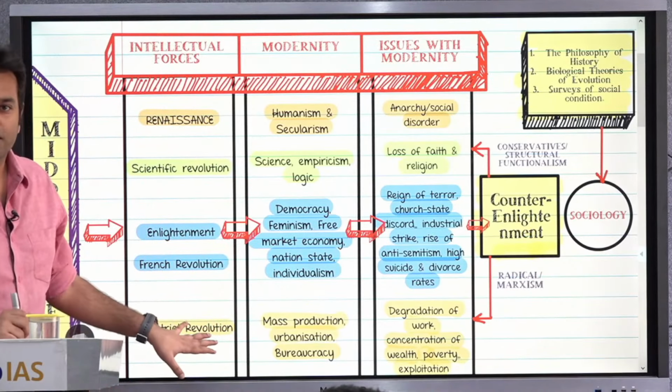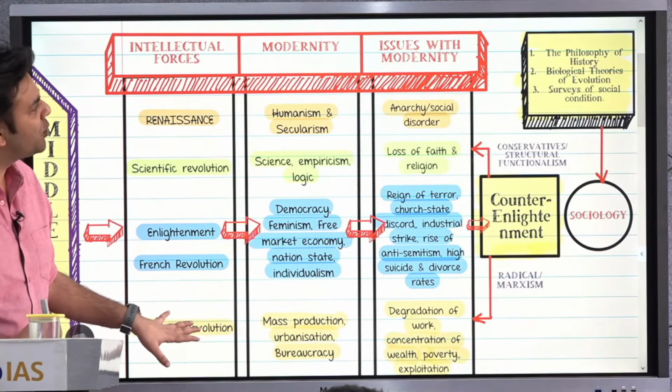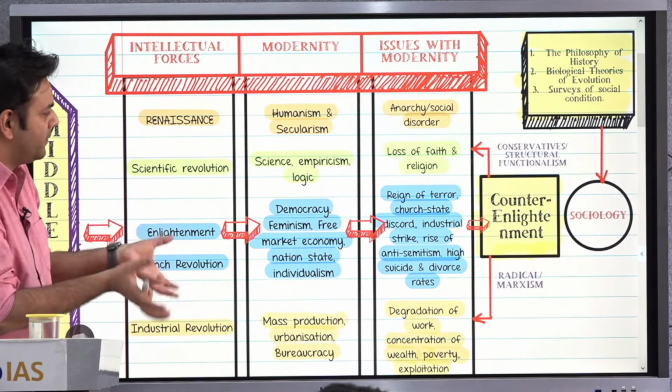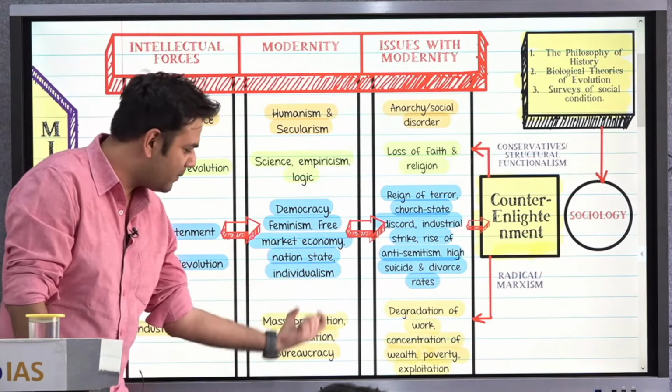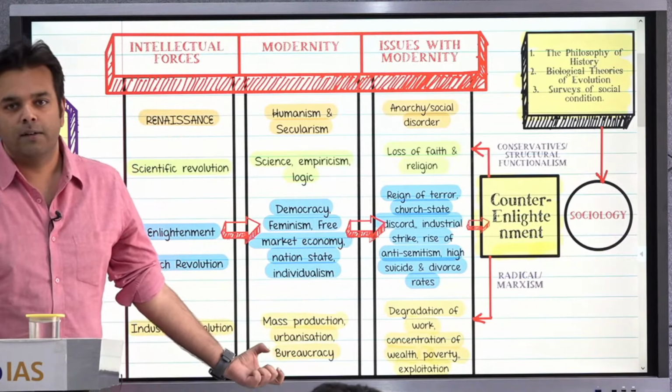Industrial Revolution. Contribution in terms of what we call modernity is mass production, urbanization, bureaucracy.